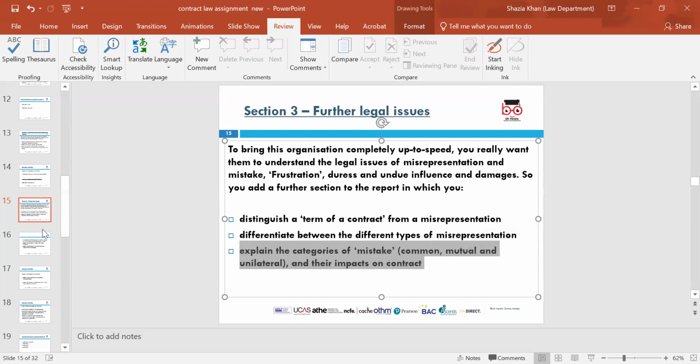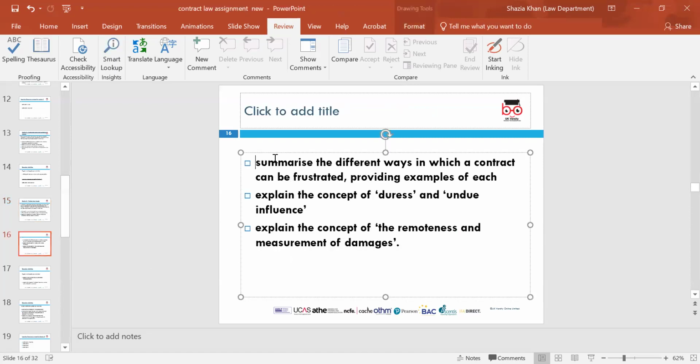So 3 parts there. You also need to look at summarizing the different ways in which a contract can be frustrated, providing examples of each. So you need to have that as a heading, and then right under that, all of the work needs to have its own heading for each assessment criteria, and then you write your work under there. You need to also explain the concept of duress and undue influence, and that is another heading. You need to look at the 6th element, which is explain the concept of remoteness and measurement of damages. So you need all these as headings to write about each one.